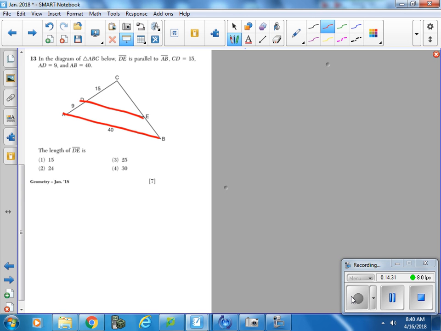Now, I always tell students, when you read these questions, why are they giving you the information they're giving you? Okay, why are they telling you that DE is parallel to AB? There has to be a reason for that. I'm going to mark this, okay? So those two sides are parallel, all right?